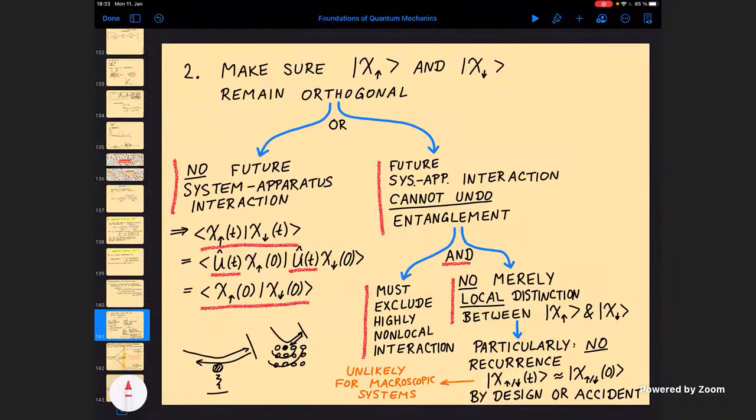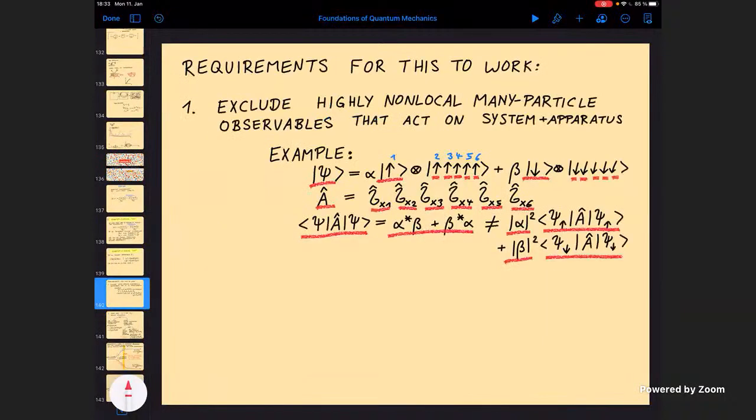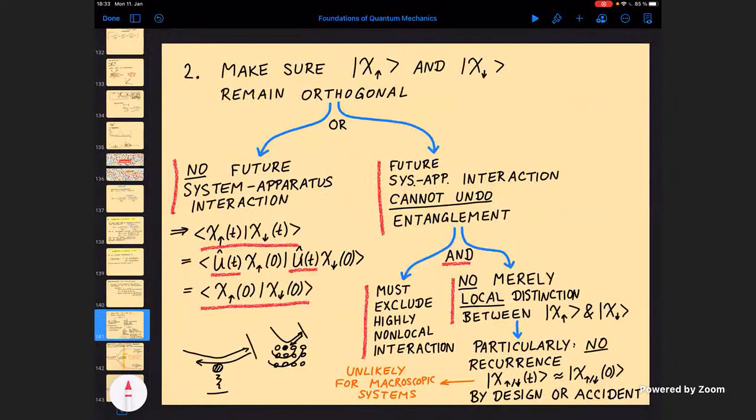So now you have the complete layout. You see, we have to ask several things, and there's no way around them. So there's this thing: don't consider crazy, highly non-local observables. If you do, then who knows what will happen? We cannot guarantee anything. You are not allowed to make the quantum classical cut, because it could go wrong. Also, even if you don't consider the crazy observables, really make sure that the two pointer states remain orthogonal.